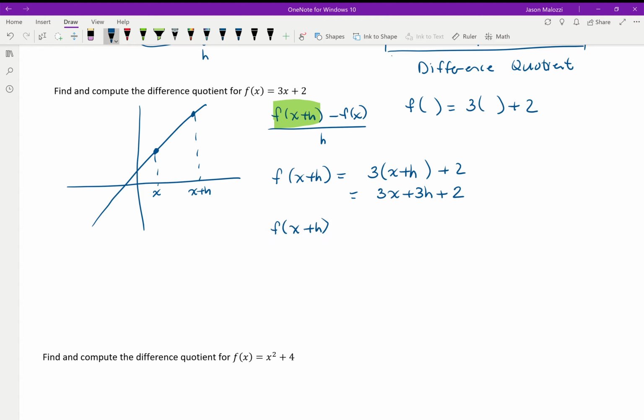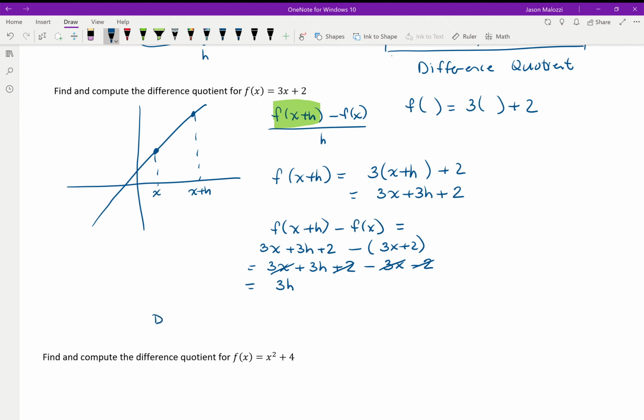Since I already know what f of x is, I can now jump to this. So f of x plus h is 3x plus 3h plus 2. And I'm subtracting 3x plus 2. That was the given f of x. And I have to put it in parentheses because it has more than one term. I have to make sure I subtract the whole thing. So this is 3x plus 3h plus 2 minus 3x minus 2. And 3x is crossed out, 2 is crossed out, and this is 3h.